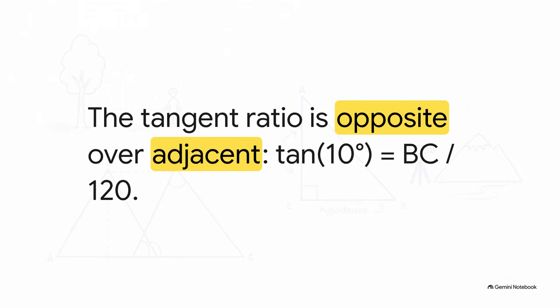The adjacent side is our known distance to the wall, which is 120 inches. Therefore, the tangent of 10 degrees equals BC divided by 120. By calculating this out, you instantly solve for that missing vertical chunk of the wall.